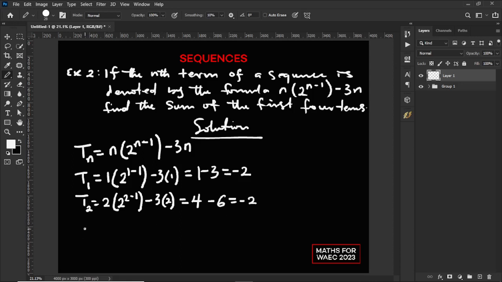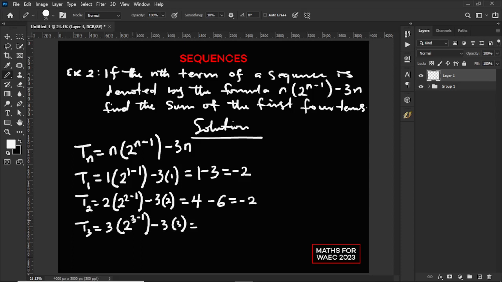Okay. So the next one, T3. That will be 3 into brackets 2 raised to power 3 minus 1. Then minus 3 into 3. 3 minus 1 will give us what? 2. 2 raised to power 2.